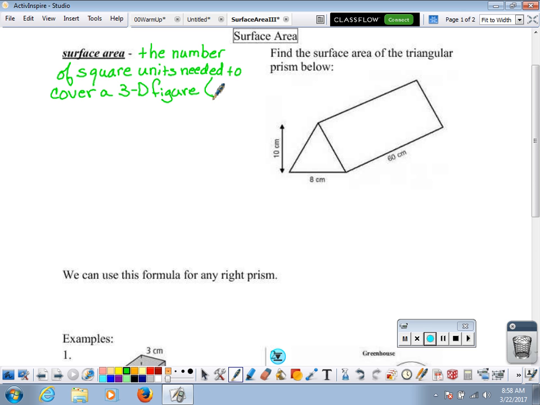Okay, we have a shorter name that we use for 3D figures. What do we call those? Solids. Okay, we also call 3D figures solids. Keep that in mind.